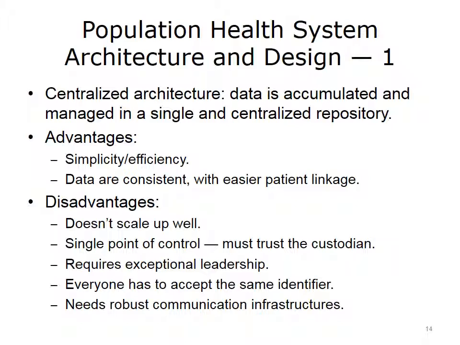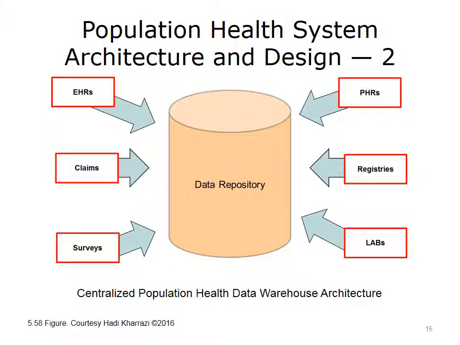However, the centralized model has a number of disadvantages, such as it does not scale up well. It has a single point of control, and the data sources have to trust the custodian of the centralized repository. It requires exceptional leadership to get all stakeholders to share their data. It requires everyone to accept the same identifiers for patients. It needs robust communication infrastructures. This diagram shows the centralized population health architecture. The centralized data repository is at the center of this model, and each of the potential data sources are added to it over time.